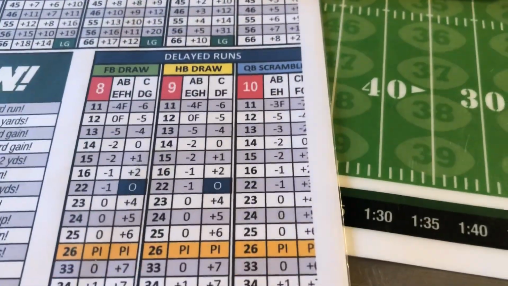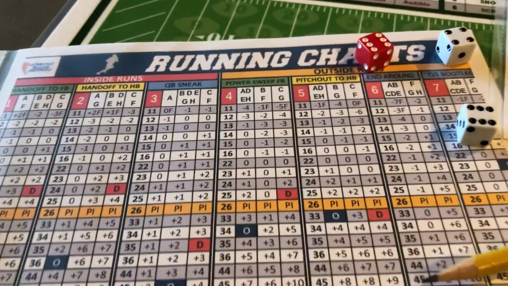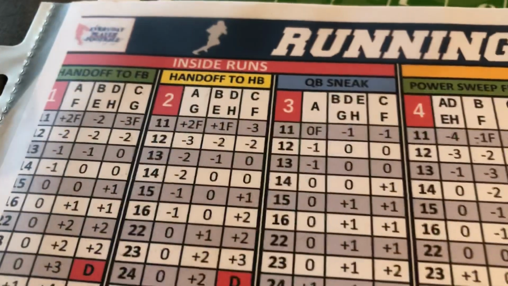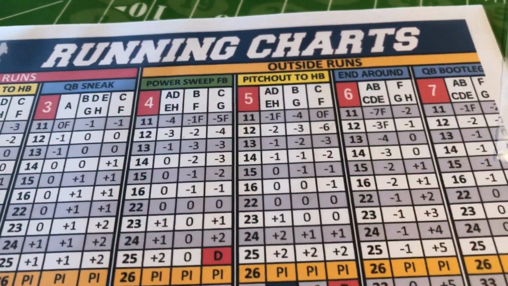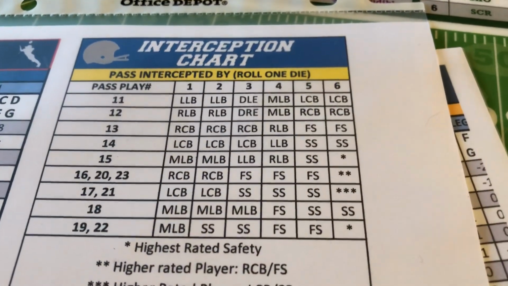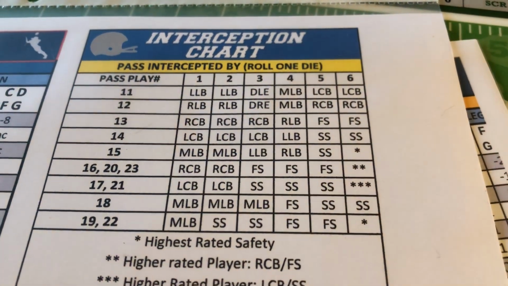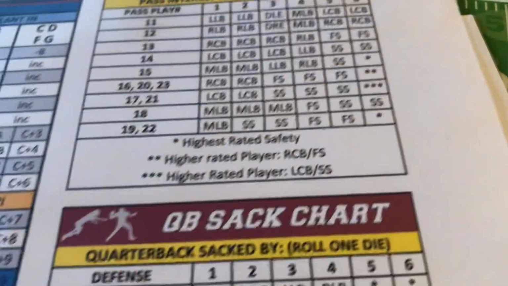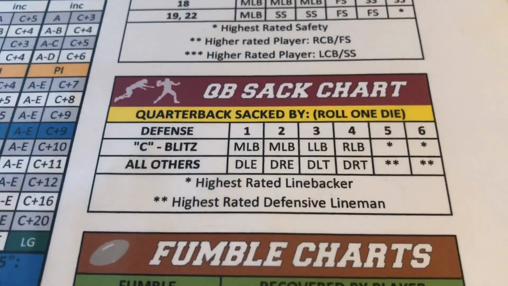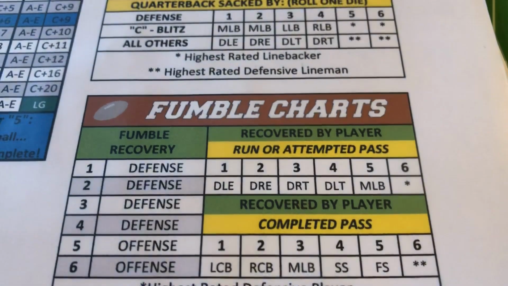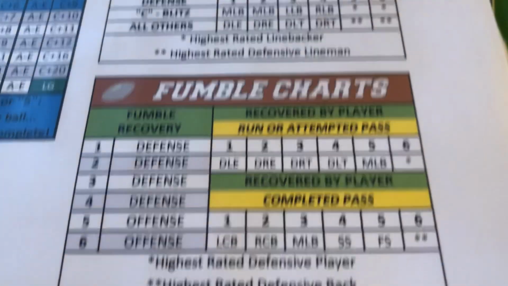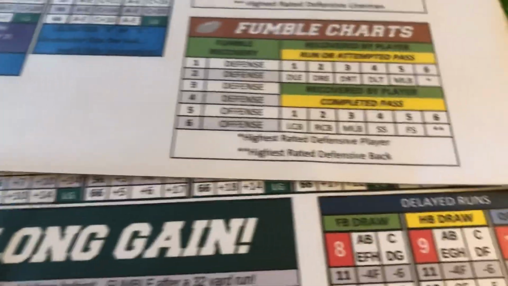Here are a couple other plays. They have draw plays, the long gain chart, and you can see across the top, handoff to the fullback. These are all the different plays. Oh, a couple other charts here real quick. This is the interception chart, if we need to figure out who picks off the pass. Quarterback sack, who sacked the quarterback. Fumble chart. That's really about it here.